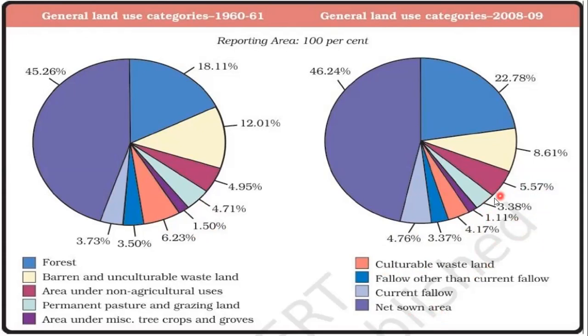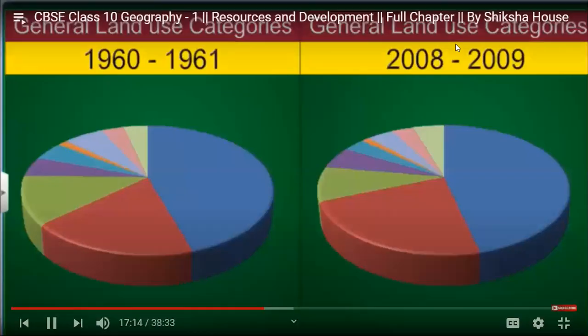There's also a decrease over here, 3.38 from 4.71 to 3.38, and this is the permanent pasture. Sorry, this is the current fallow. Current fallow are the lands which are left without cultivation for 1 or less than 1 agricultural year. So this is the differentiation between the two. We'll again go back and see the video.